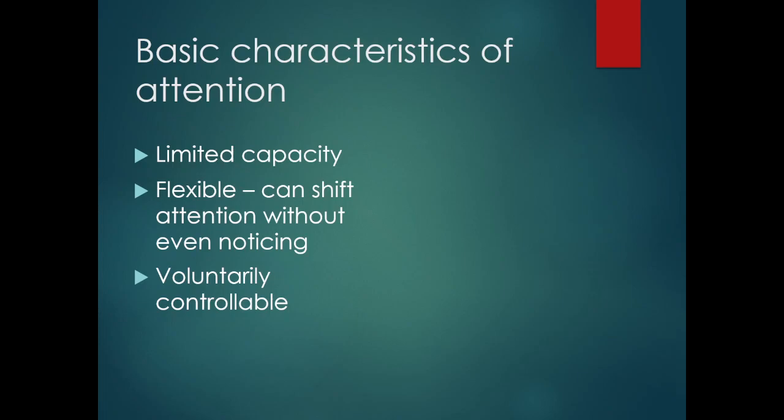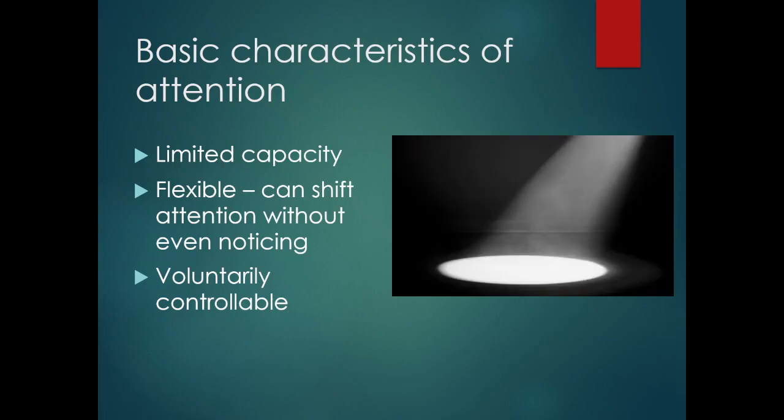That kind of thing. Voluntary control over our attention is something that can be trained, right? You can learn what is important enough to pay your attention to and what is not important enough that you can go ahead and ignore. So it is voluntarily controllable.